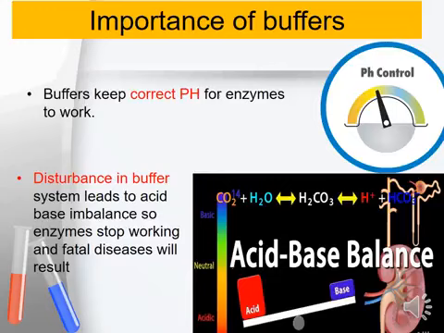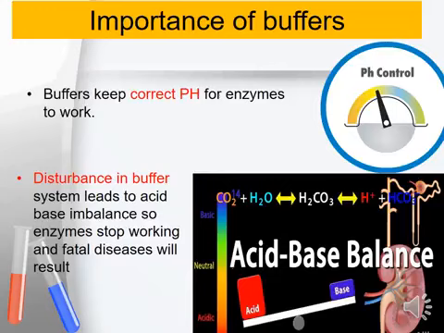Buffer is important in order to correct the pH for the enzyme to work. So any disturbance in the buffer system leads to acid imbalance or a change in pH. Changing the pH will destroy the enzyme and will stop the enzyme from working. By stopping the action of the enzymes of our body, this will lead to fatal disease, or may lead to diseases.